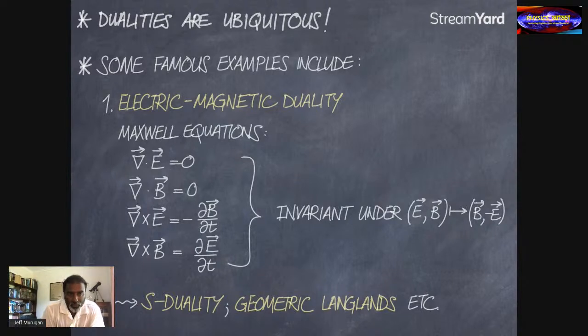Well, the first thing you might notice as a first-year student is that the set of equations is invariant, meaning it stays the same, if you make a change of the electric and magnetic fields E and B to the magnetic field B and minus the electric field, minus E.